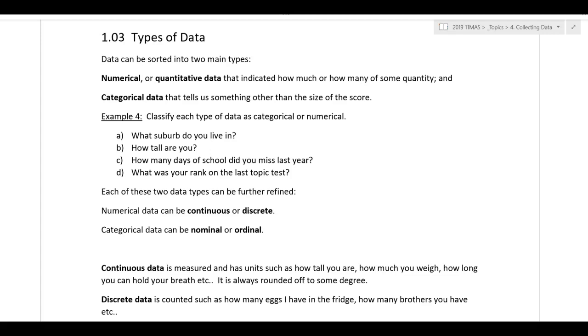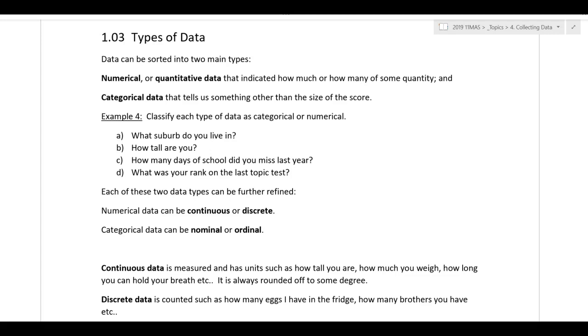What if I said, though, imagine I ask you, what suburb do you live in? You might say Maitland or Gillieston Heights or Thornton or Ashtonfield, and that is not measured, it's not counted. What I've really got there is the name of something. And if I ask lots of people those questions, it would be hard to put their answers in some sort of logical sequence or order.